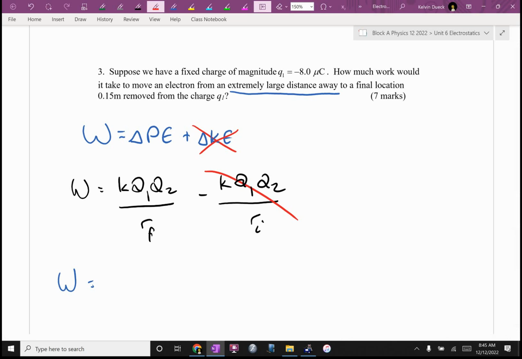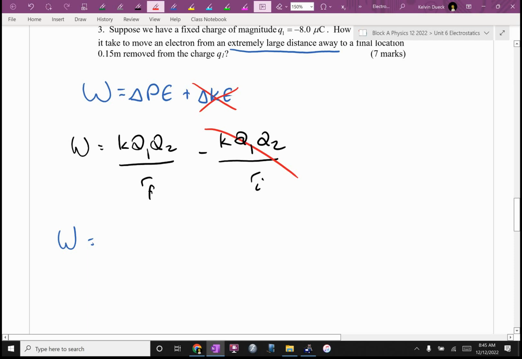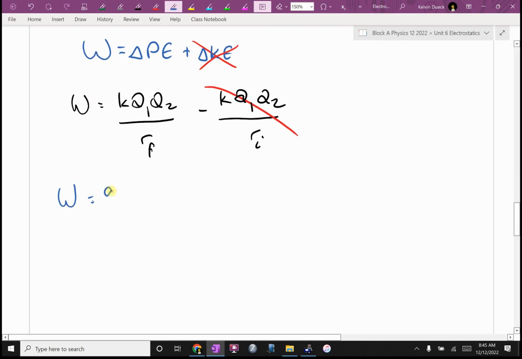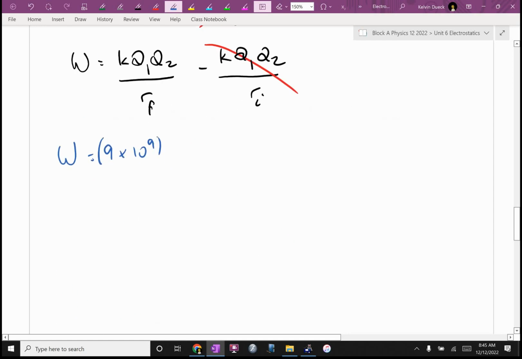I would have no problem on the test not starting out at infinity and giving you an initial radius and having you have to calculate both. I think that's also fair game. So this is going to be K, 9 times 10 to the 9th. Q1, do I put in the negative, or don't I? How do I know? I didn't put absolute value signs on there. Okay. Negative 8, was it microcoulombs again? I think it was. Yeah.